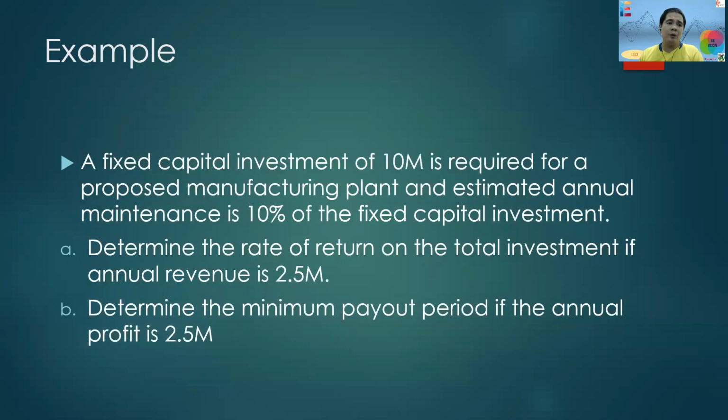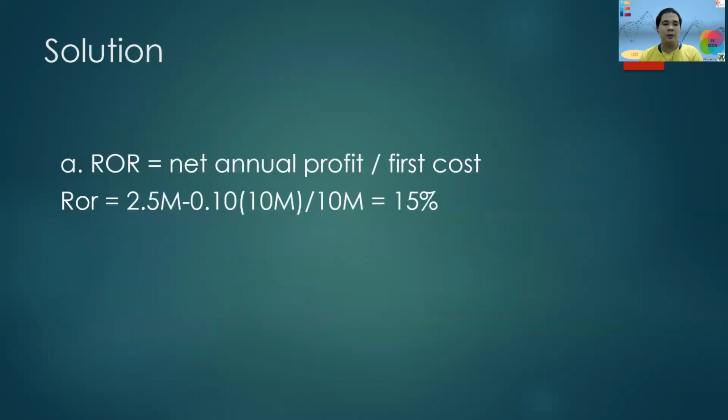Say for example, we have a fixed capital investment of 10 million required for a proposed manufacturing plant. The estimated annual maintenance is 10% of the fixed capital investment. Letter A, determine the rate of return on the total investment if the annual revenue is 2.5 million. Letter B, determine the minimum payout period if the annual profit is 2.5 million.